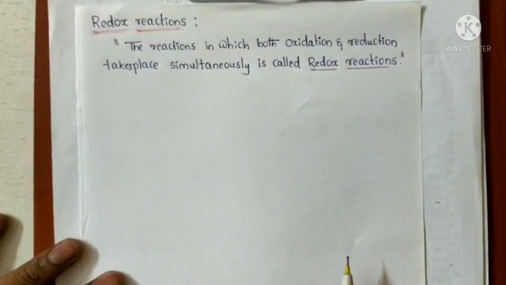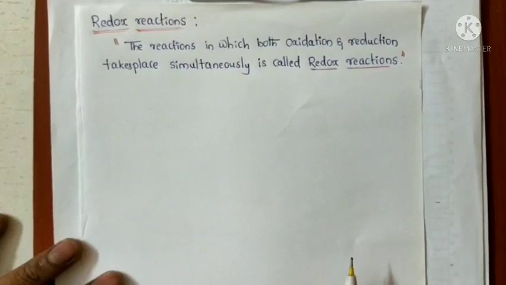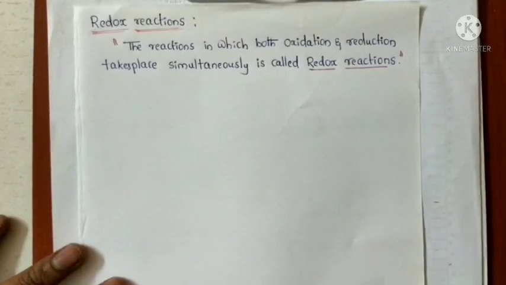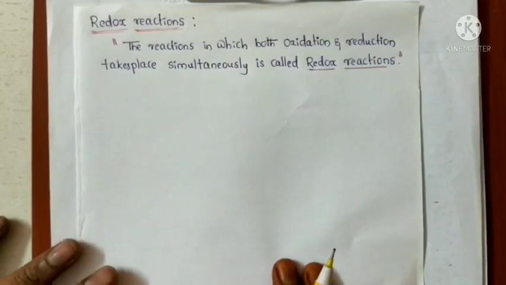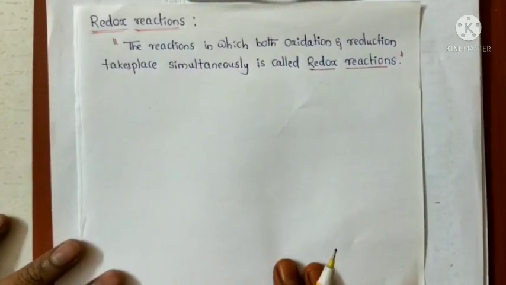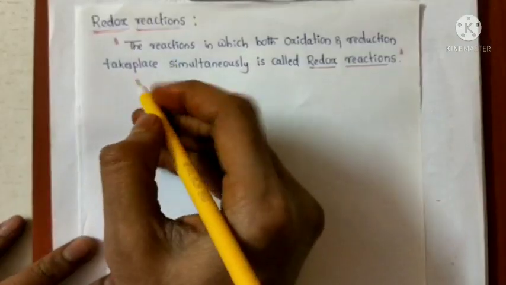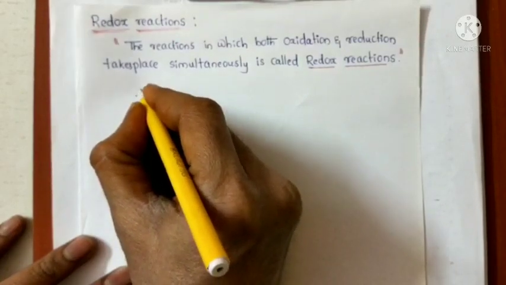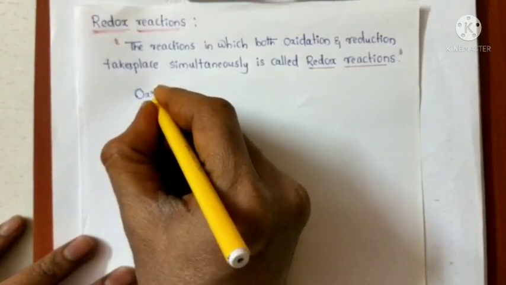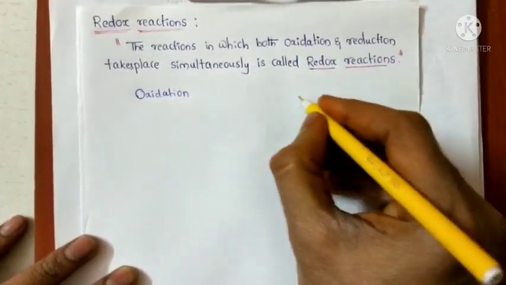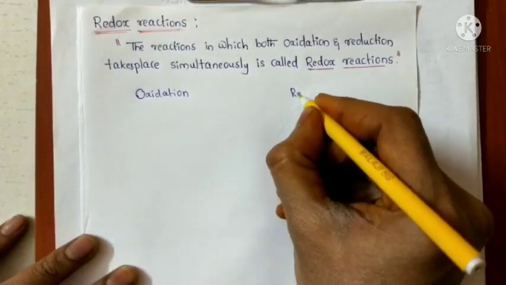The best example of oxidation is the rusting of iron. Rusting of iron is an oxidation reaction. So now, first of all, we will define what oxidation is and what reduction is. First, what is an oxidation reaction? One is oxidation, one is reduction.